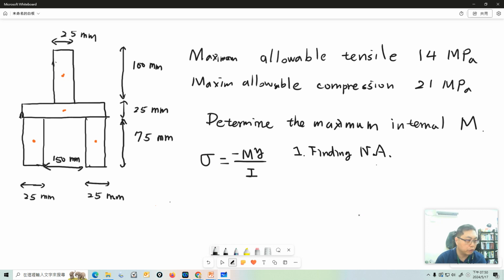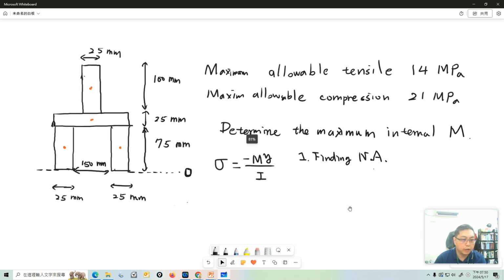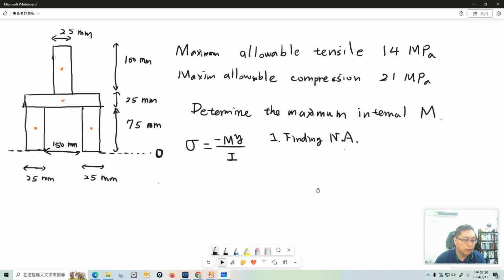So how do we get the neutral axis? If we set the coordinate here as 0, the centroid is the distance from the base, in the y direction. Maybe I put it here. So y bar is equal to the summation of A_i y_i over the summation of A_i.